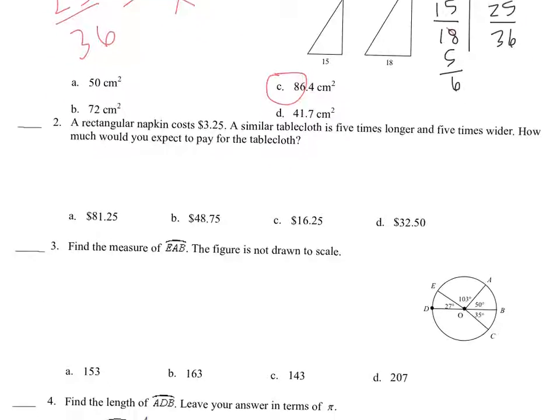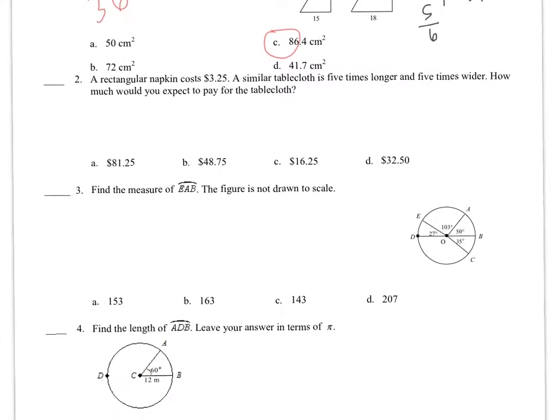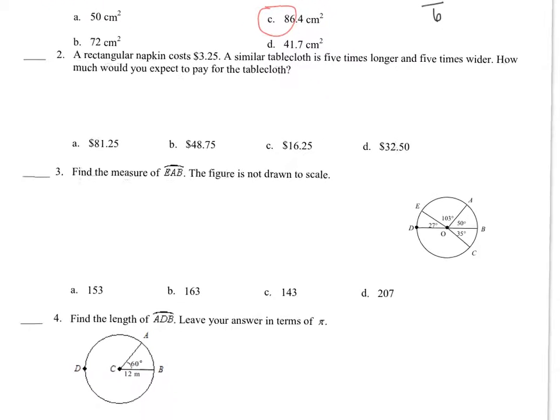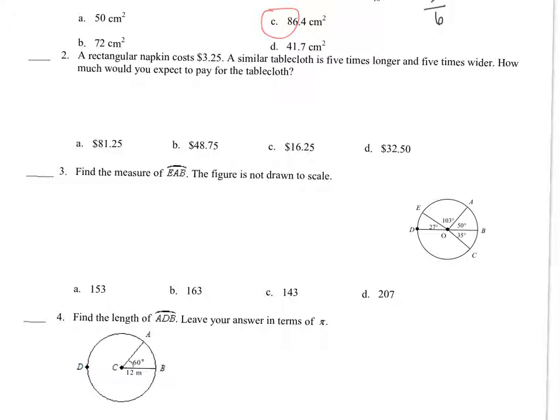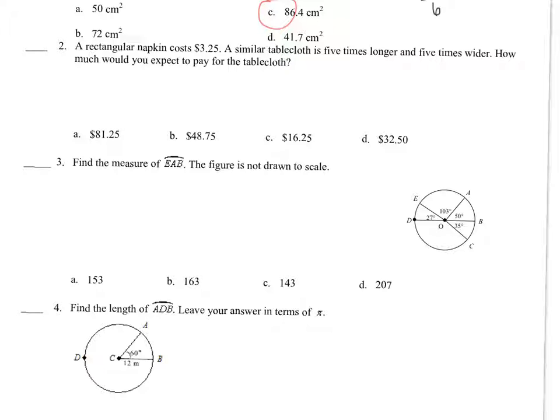Second one, a rectangular napkin costs this. Remember, when you're talking about something with cost, you have to decide: is it a two-dimensional figure or a three-dimensional one? This is two-dimensional, so it's area. It says it's 5 times longer, 5 times wider, so that's your perimeter ratio, this is a P, it's 1/5. So my area ratio is 1 over 25.